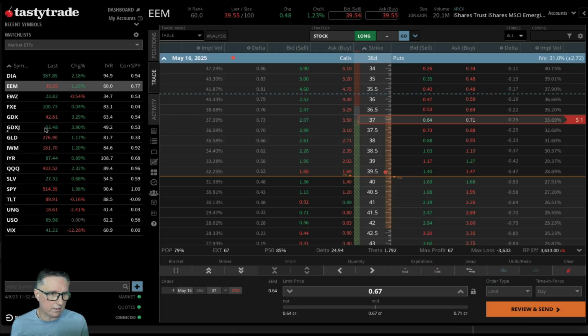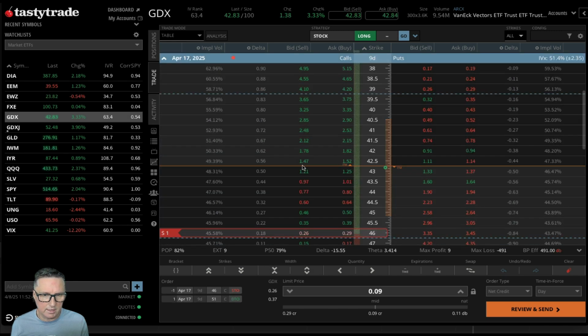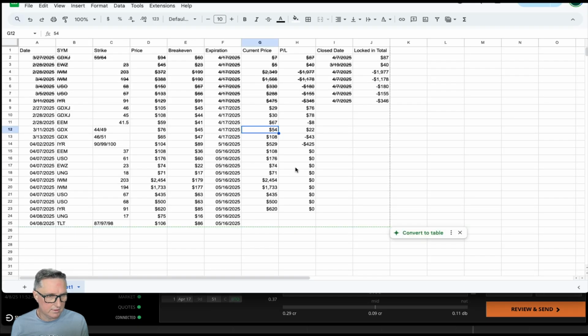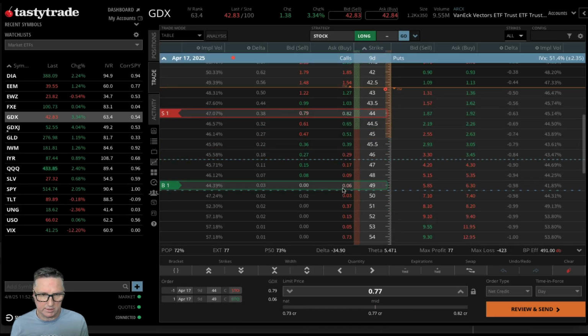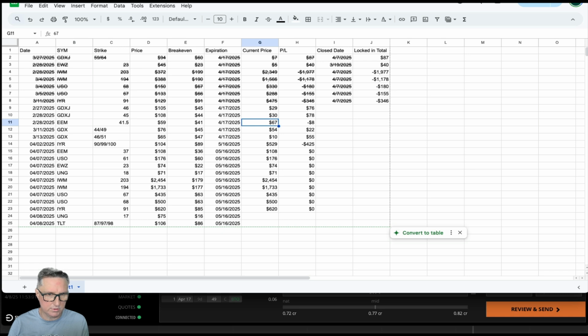And then I've got that call spread in GDX, the 46.51. That's at 10 cents. Well, that's a big move from yesterday. And then the 44.49 in here as well. That's at 77. So those have come back a little bit from yesterday.